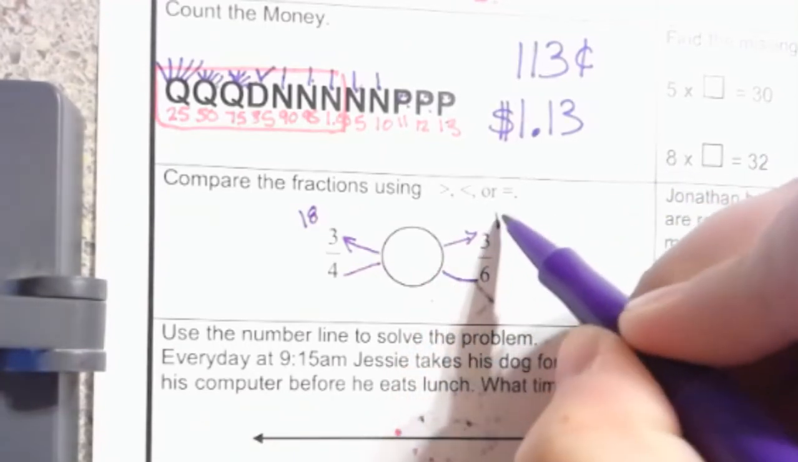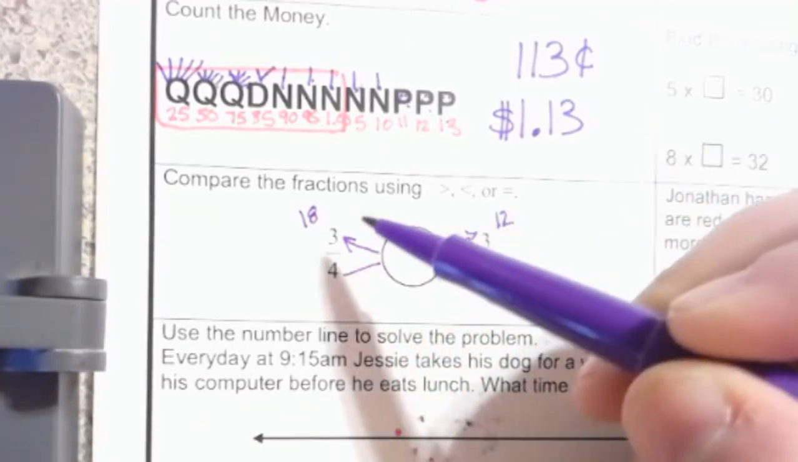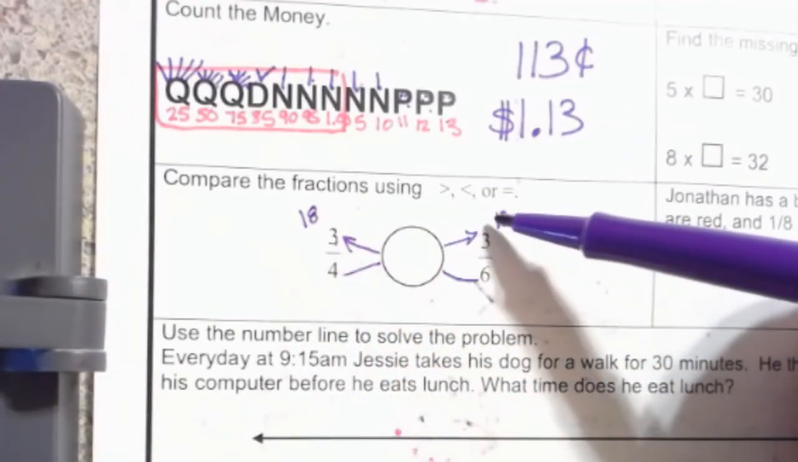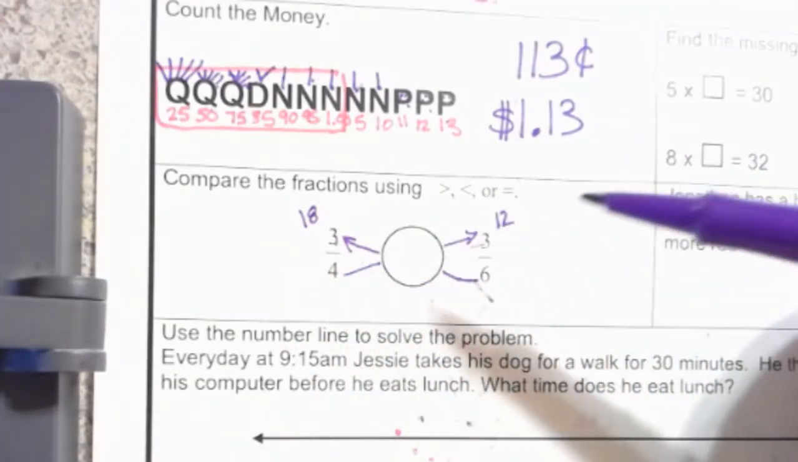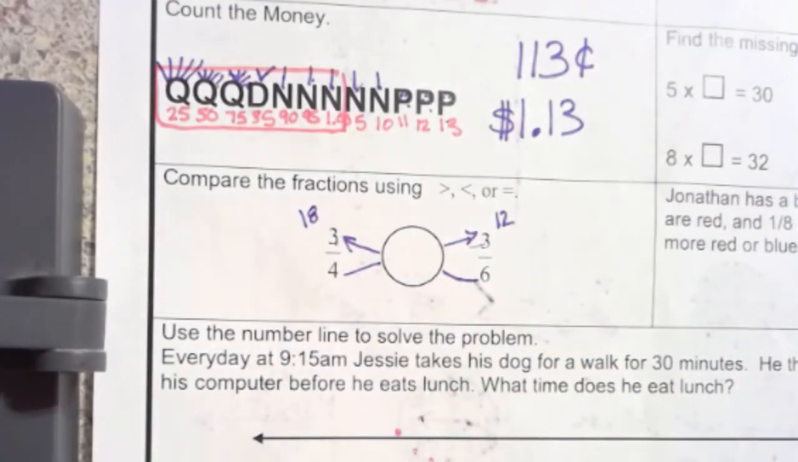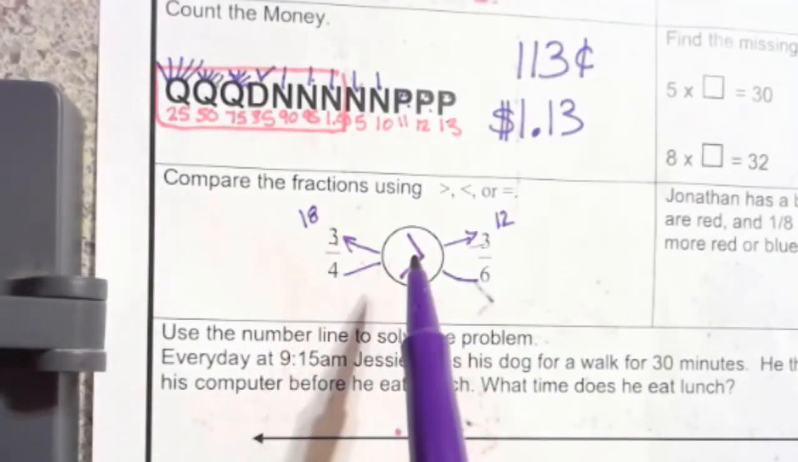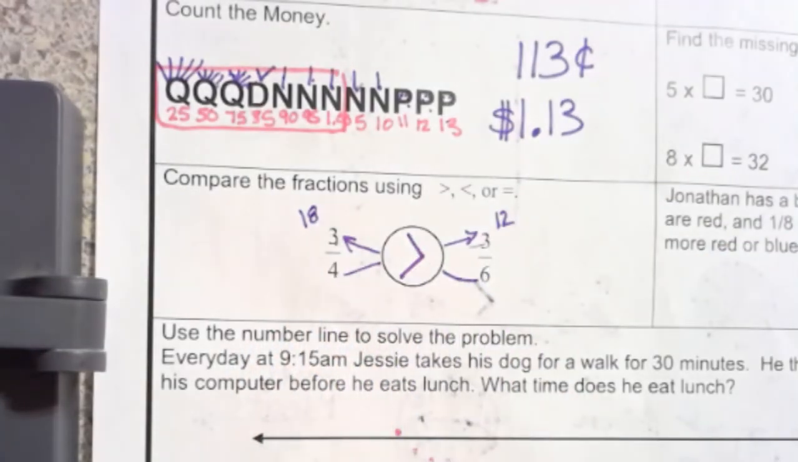For those of you in my class, we have some chants. 6 and 3 got a new CD with 18 rockin' songs. And then you have 1, 2, 3, 4. 12 is 3 times 4. So now, which one of those is bigger? So we can say 18 is greater than 12. So 3/4 is greater than 3/6.